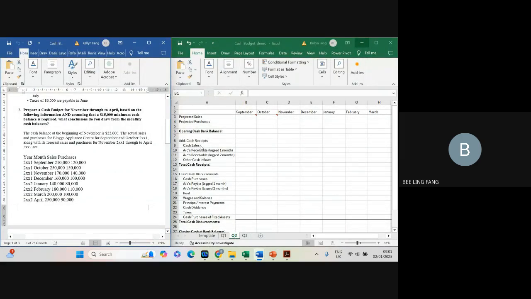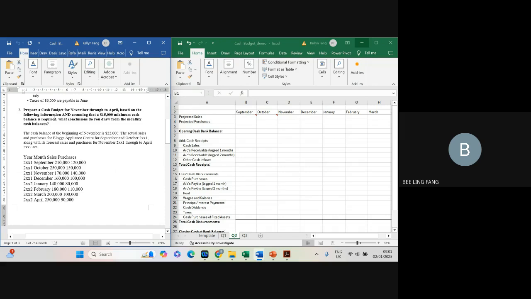So make sure you understand every single step, right? As I mentioned, this is important for your exam. We start with the cash balance at the beginning. We have a cash budget for November through April.